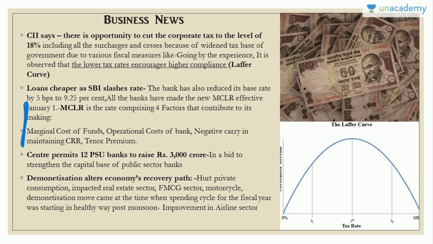And demonetization has actually altered the economy's recovery path, because the economy was already growing very well. The monsoons were good. There was a boost in agricultural growth, but then demonetization happened, and it sucked out the liquidity from the system. Not exactly from the system, but there was obviously a shortfall of cash. The demand went low. There was no money with people to spend, and rural demand actually suffered. It hurt private consumption, and impacted the real estate sector and FMCG sector as well. But surprisingly, there was an improvement in the airline sector, obviously because of the use of digital transactions, which generally well affluent people use.